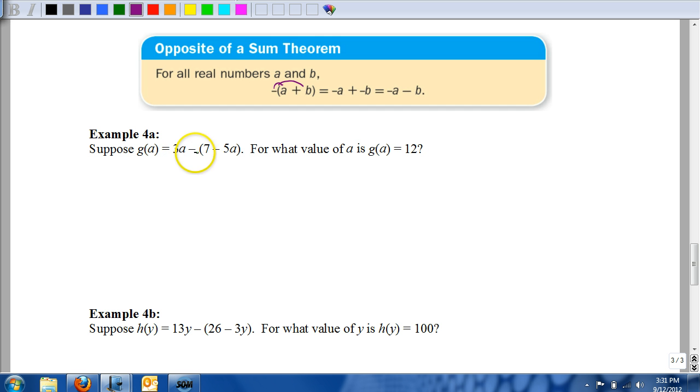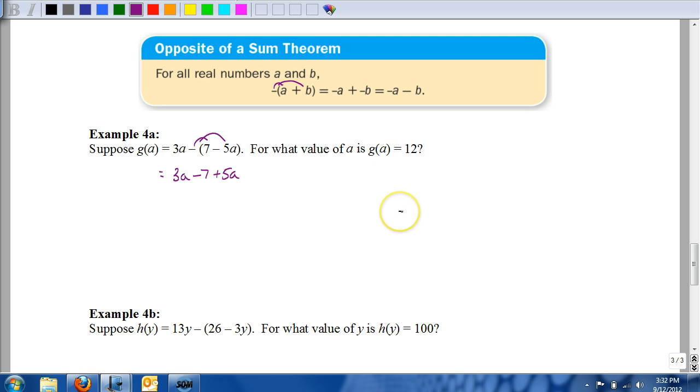Here we have 3a minus, in parentheses, 7 minus 5a. So I can distribute that negative through. So it becomes 3a minus 7. Remember, a negative times a negative is a plus. So this will be plus 5a. Now, let's look at what the rest of the sentence says. It says, for what value of a is g of a equals 12?